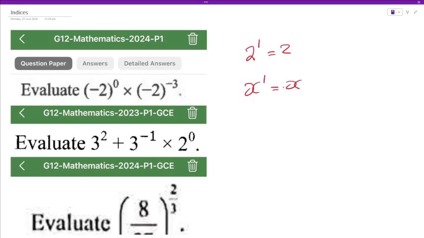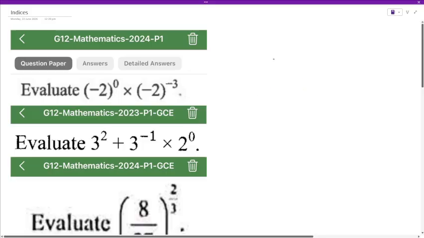Similarly, when it comes to indices, when the power of a value is 1, you don't write it. You just write down that value. That is how come 2 raised to the power of 1 is just written as 2, and x raised to the power of 1 is just written as x. So you have an invisible power of 1. Under the laws of indices, we are going to look at multiplication.